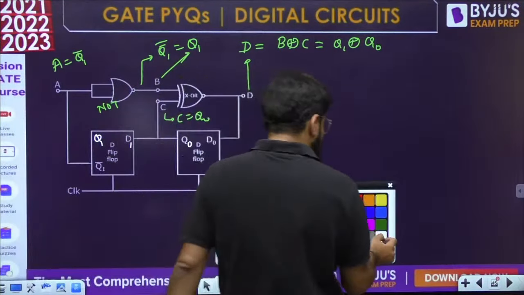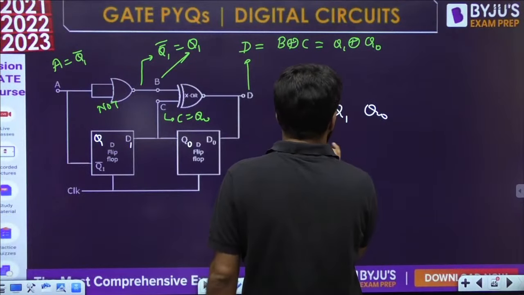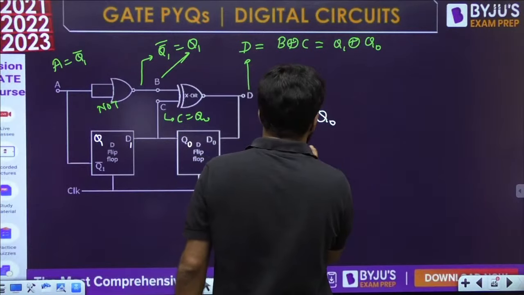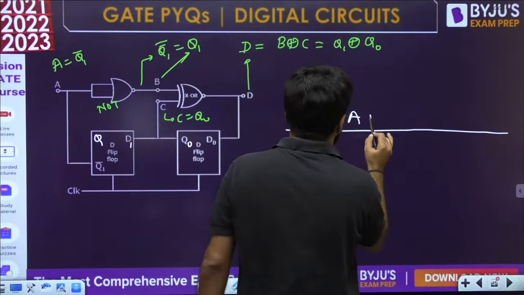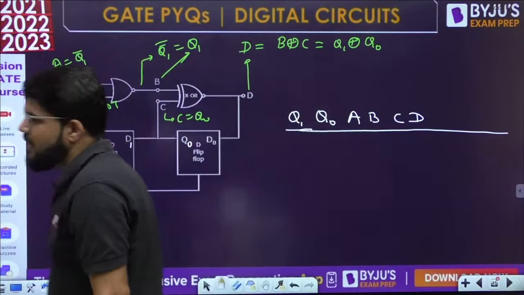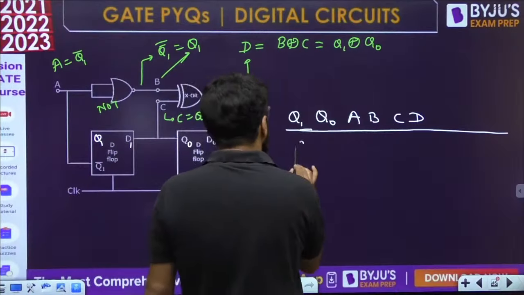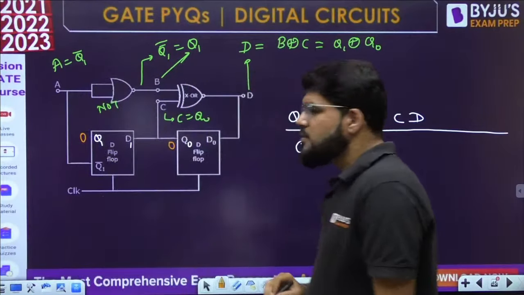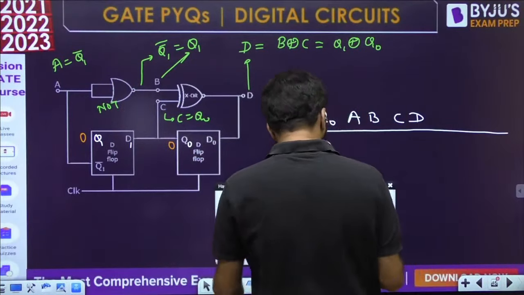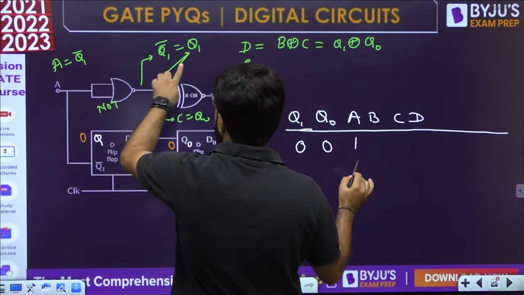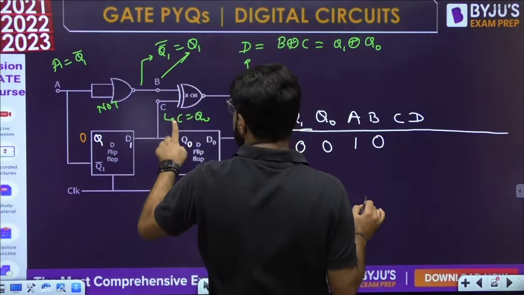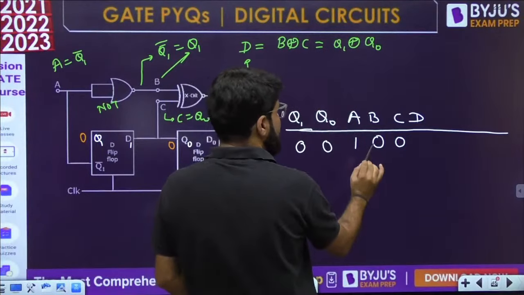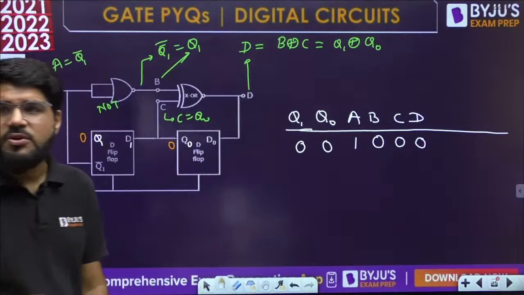Now, pay attention. Let us start with Q1, Q0 in this sequence, and let me also write down the values of A, B, C, D. I am assuming Q1, Q0 to be initially 0. So what is A? It is Q1 bar. Please write down the value of A also. B is equal to Q1, that is 0. C is equal to Q0, and Q0 is also 0, so C is 0. And D is the XOR of B and C, the XOR of 0 and 0, which is 0.